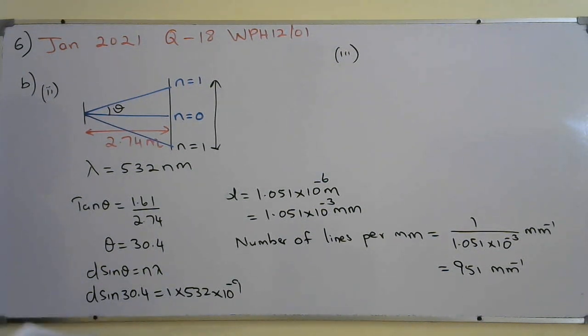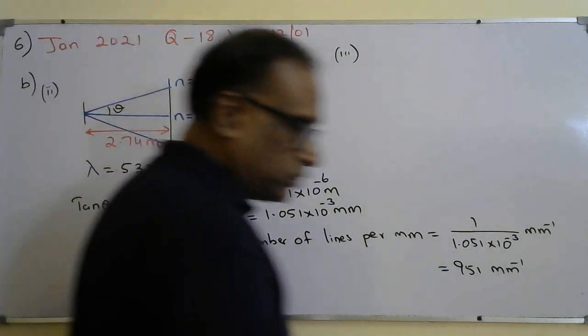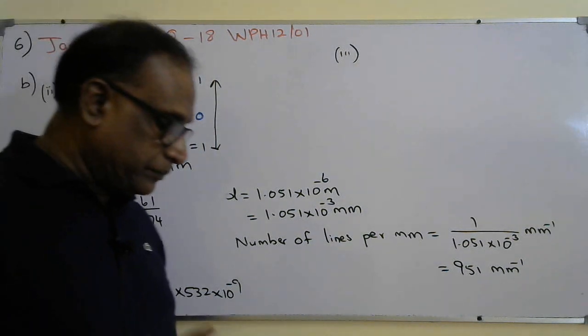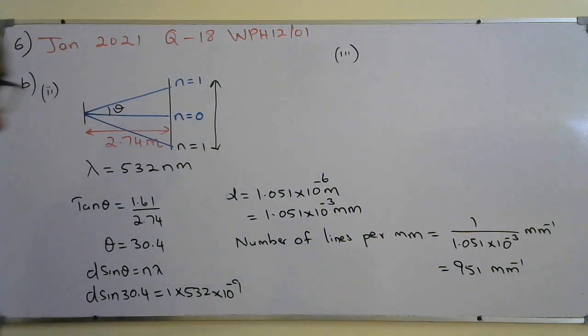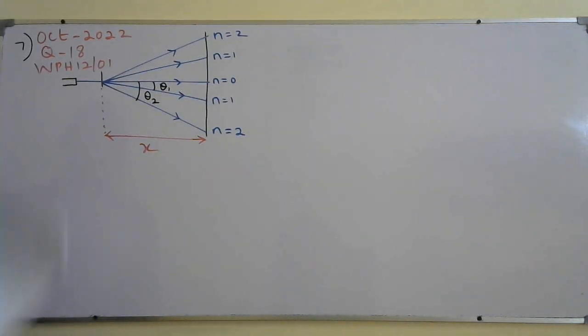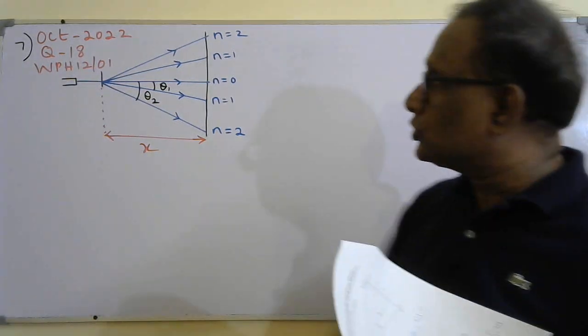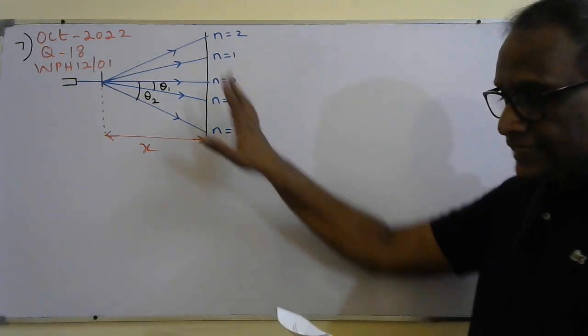Again, the same type of question appeared in October 2022. October 2022, question 18. I'll just briefly discuss it now. Okay, question number 7, October 2022, question number 18, WPH 120201. So this diagram is given.